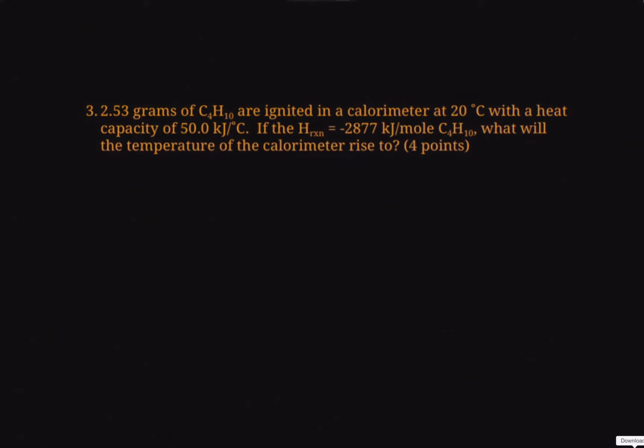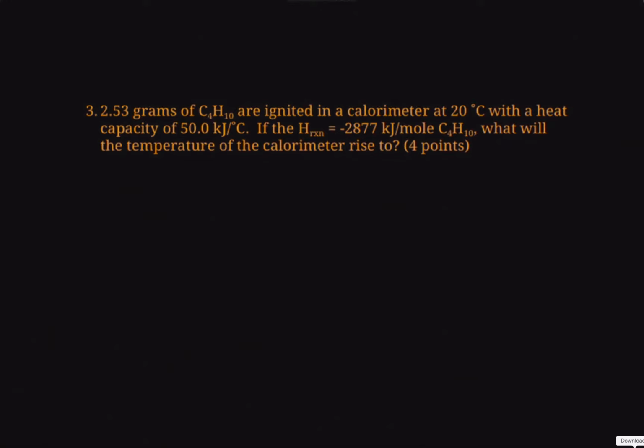Okay, 2.53 grams of butane, C4H10, are burned in a calorimeter with a heat capacity of 50 kilojoules per degree Celsius. If we know that the heat of the reaction is negative 2877 kilojoules per mole, so exothermic reaction, what will the temperature of the calorimeter rise to? So it's starting at 20 degrees Celsius, the temperature is going to go up. We need to figure out how much it will go up.